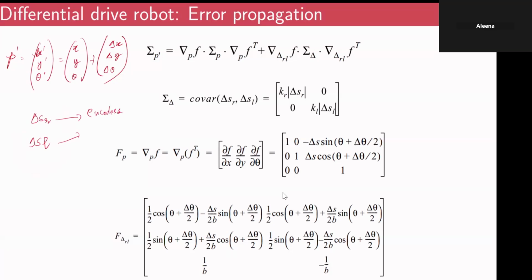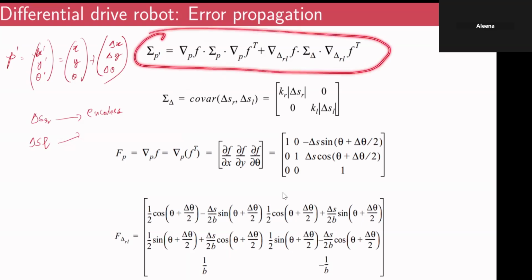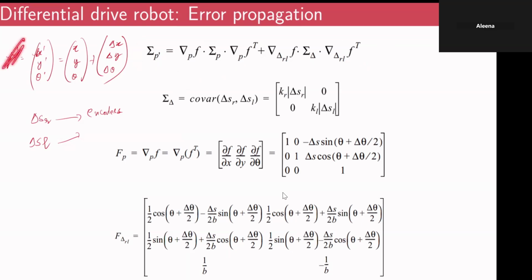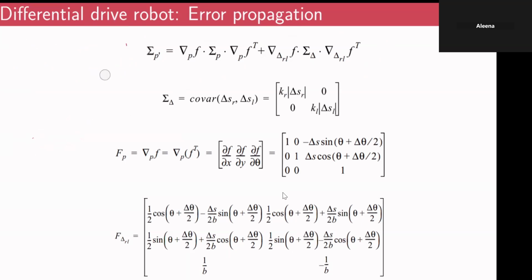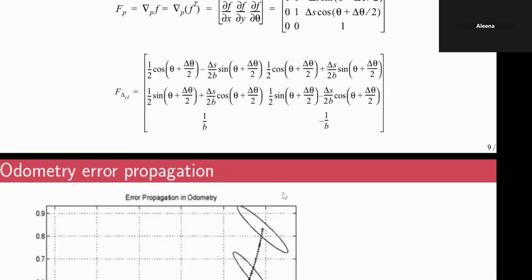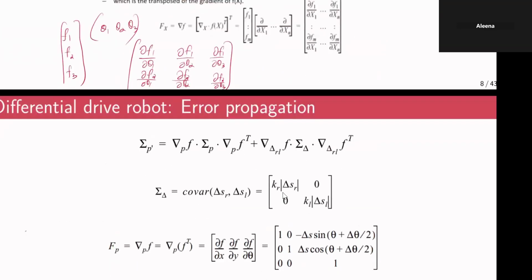And the measurements from the encoders by default are always associated with some uncertainties. Since the measurement from the encoders is associated with some uncertainties, how would these uncertainties be propagated into the estimate of our new position? That's what we are trying to do with this error propagation matrix. So we basically have these two terms.